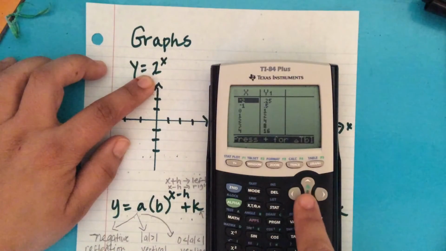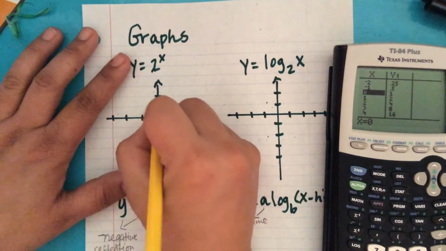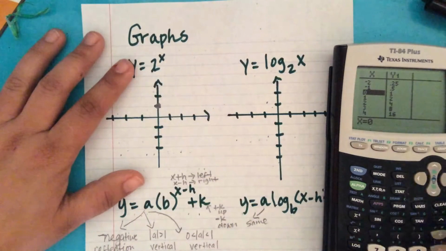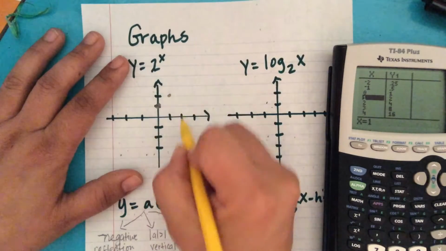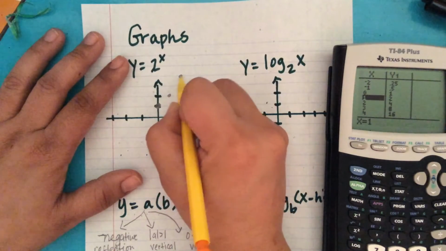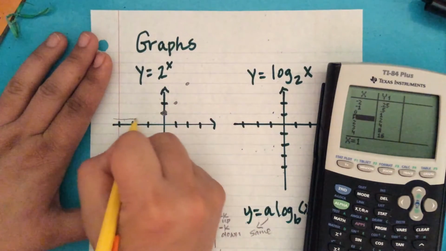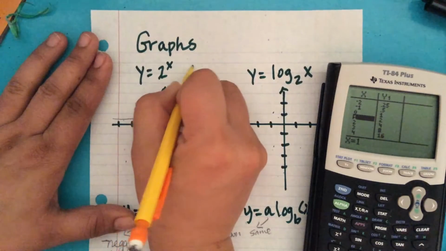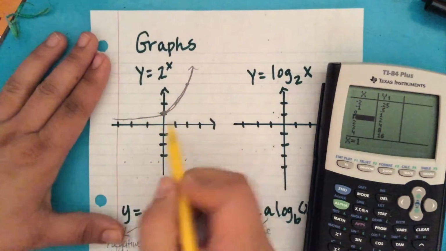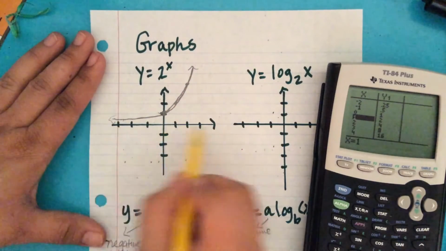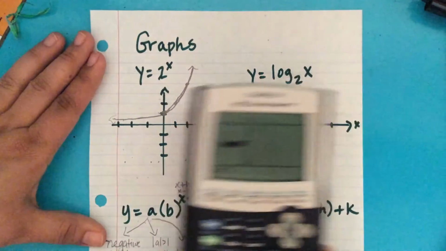So you can go to the table. Notice that at 0, it's 1. So right here, we're just going to put 1. And then at 1, it's already 2, so doubling each time. At 2, it's already going to be 4, so way up here. And this graph is going to get very close to the x-axis, but it's never going to touch it and it's never going to get into the negatives.